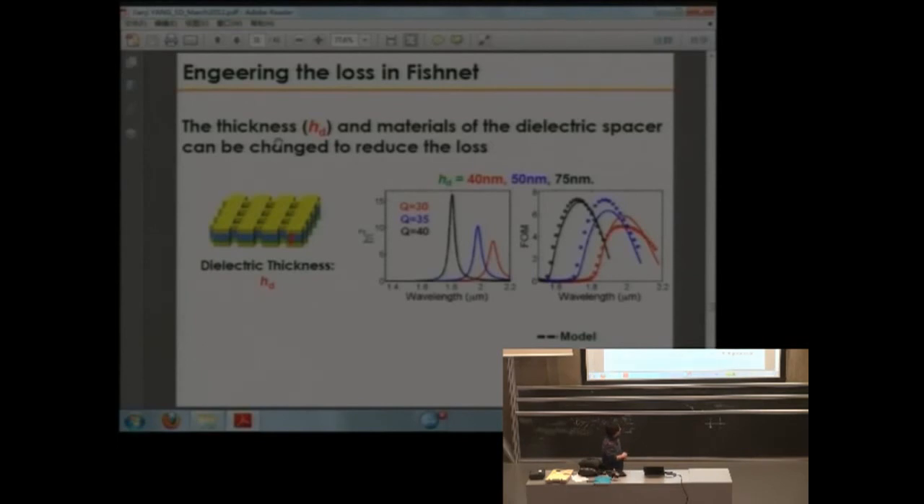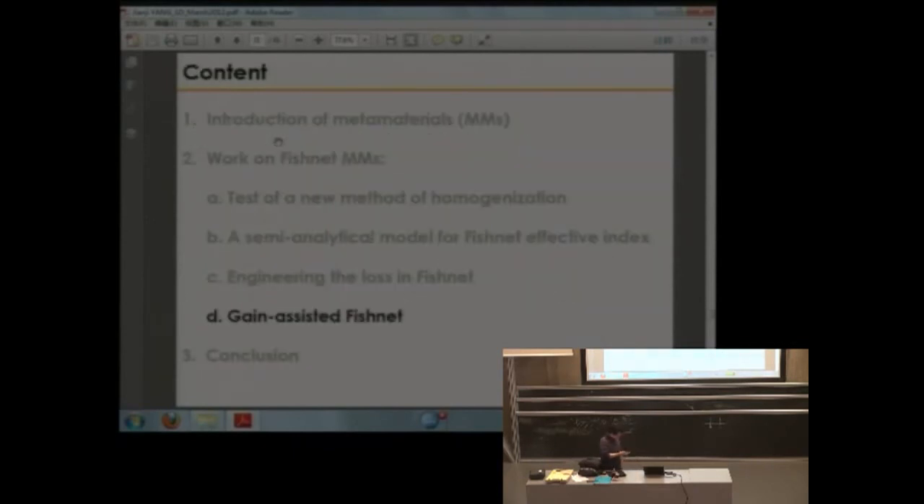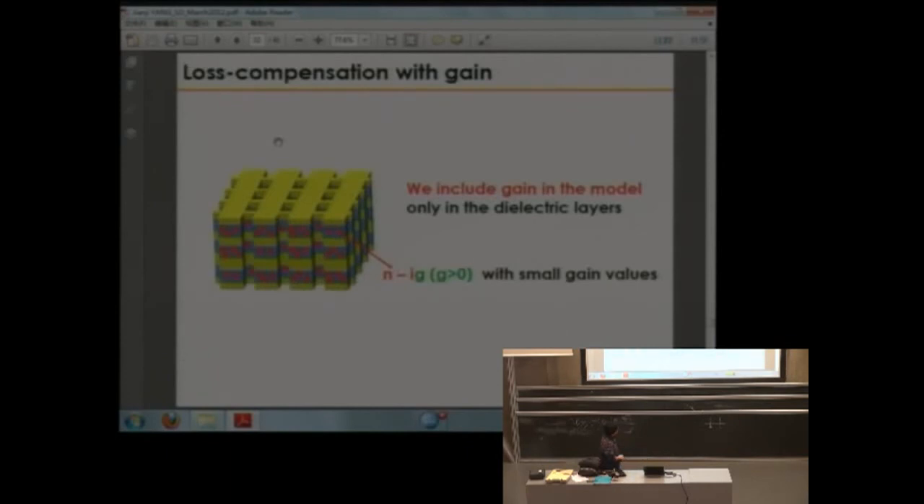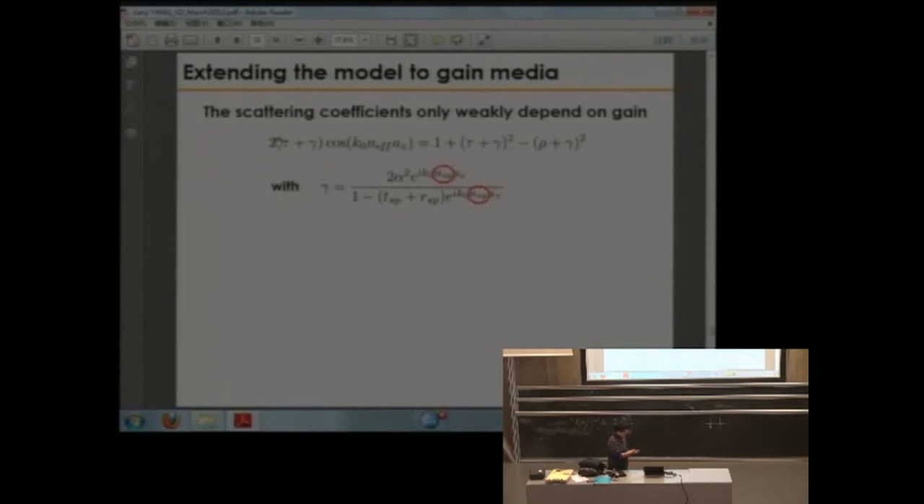So we learn that by performing some geometrical tailoring or changing the material, it is impossible to improve the Q or the figure of merit very significantly. So finally, we try to improve the performance of fishnet by embedding some gain medium inside the dielectric material of fishnet. Here we take into account the gain simply by setting the imaginary part of the refractive index of the dielectric material as negative. Since we set the gain value to be very small, the scattering coefficients in the model basically stay independent of the gain.